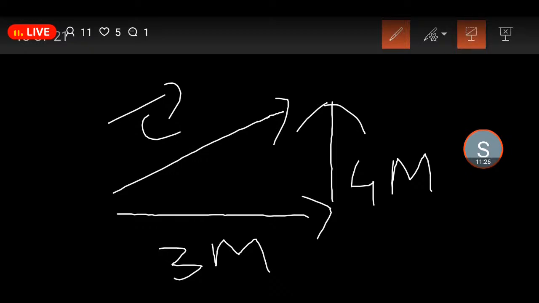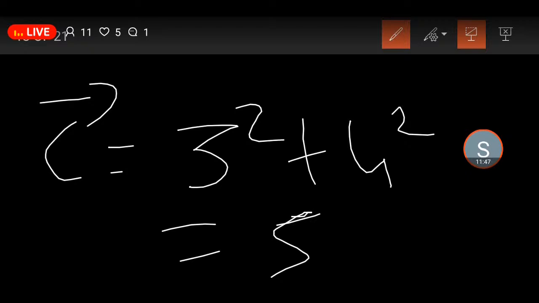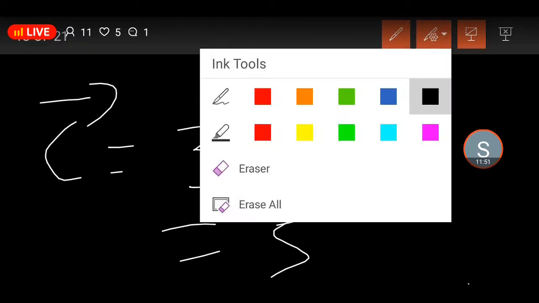One second, guys. Yeah, I am all set. The answer to that question, the C vector, will be found using the Pythagoras theorem. I can write it as hypotenuse square: 3 square plus 4 square is equal to 5 square. So the answer will be 5. Sorry, the C vector is equal to 5.